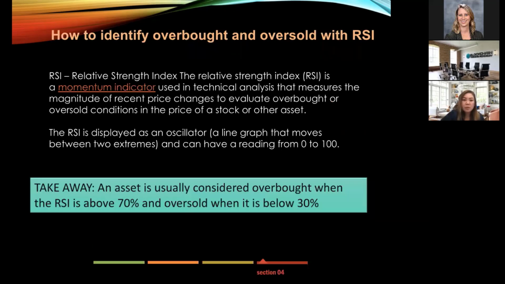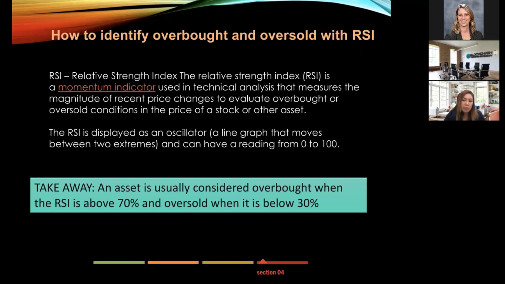Okay, so how to identify overbought and oversold with RSI? RSI stands for Relative Strength Index. So this is a momentum indicator. This is like the measure of how strong your traders are, how strong the bulls are, how strong the bears are, right? Bulls win, bears win. You guys always hear that. So this is how we measure this.